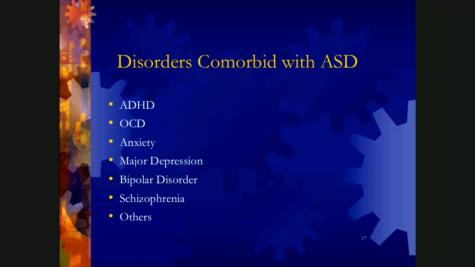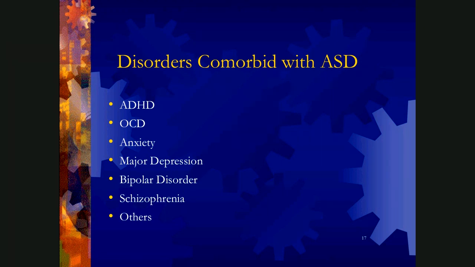Autism doesn't exist by itself. Some individuals just have autism spectrum disorder by itself, but there are a lot of comorbidities, and studies are being done to see how common those comorbidities are. Common comorbidities with ASD, autism spectrum disorder, include ADHD. In the past, we couldn't diagnose ADHD with ASD, but with DSM-5, we can diagnose both.